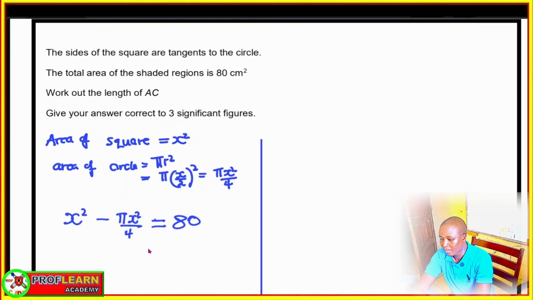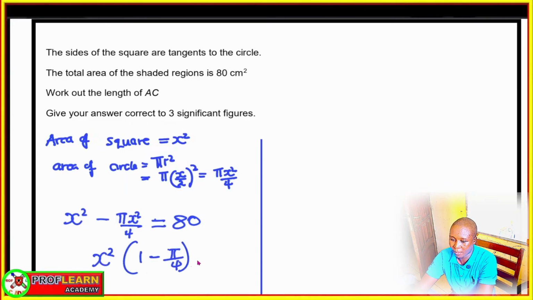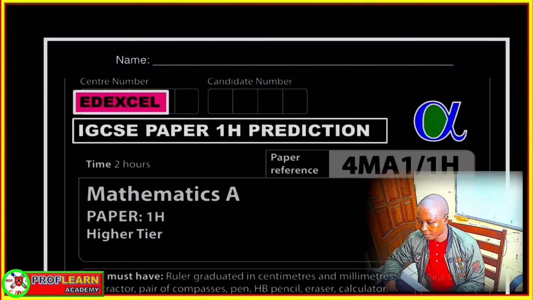Then we can now factor x squared out so that I can divide both sides by what's inside the bracket. And if I simplify that, I'm going to get x squared is equal to that.